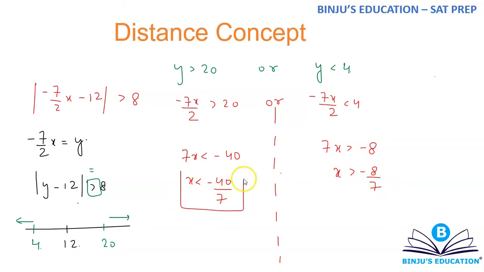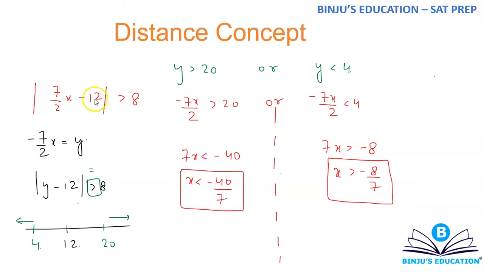So what are the two values of x we are looking for? We are looking for x is less than minus 40 by 7 and x is greater than minus 8 by 7. So do it the systematic way if you're learning it for the first time. If you already know all the concept, then it's your way, whichever way you want to do it. Alright, let's move on.